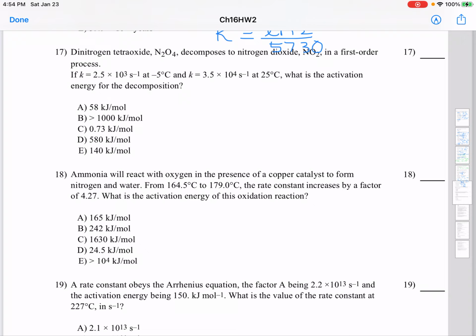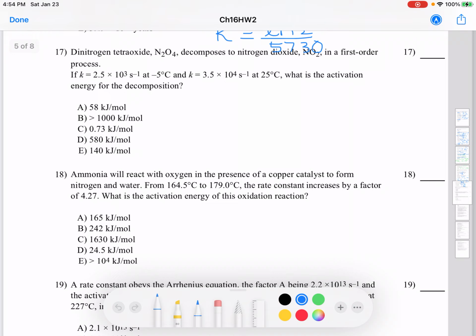Dinitrogen tetroxide decomposes to nitrogen dioxide in a first order process. We are given K values, rate constants. If K is 2.5 times 10 to the 3 per second and 3.5 times 10 to the power 4, what is the activation energy for the decomposition? And we are also given two temperatures.